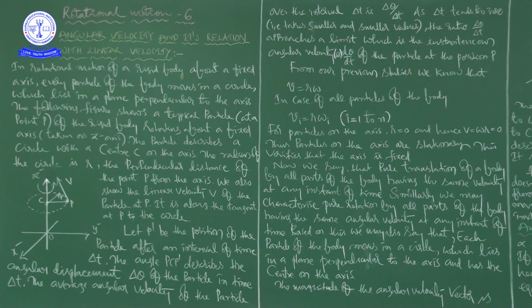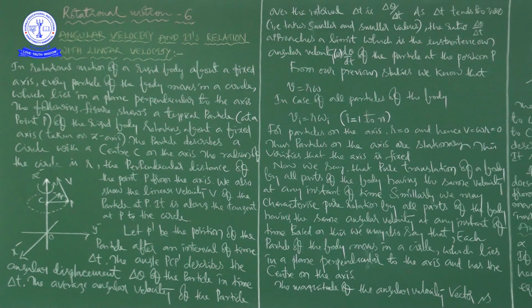Now the average angular velocity of the particle over the interval delta t is delta theta by delta t. You know, linear velocity generally means linear displacement by time. Similarly here, angular velocity means angular displacement by time, that is delta theta by delta t.